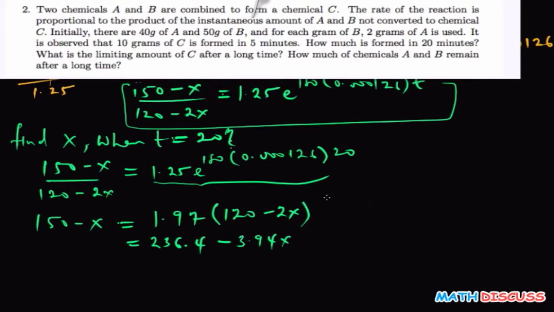So we collect like terms. So this goes to the other side, and then what we obtain is 2.94x equals 86.4. Then we divide both sides by 2.94, and then we obtain x to be 29.38. So that's the value of A.